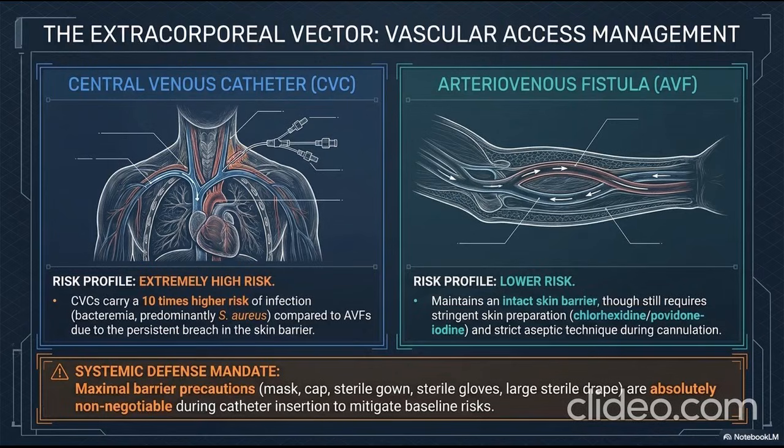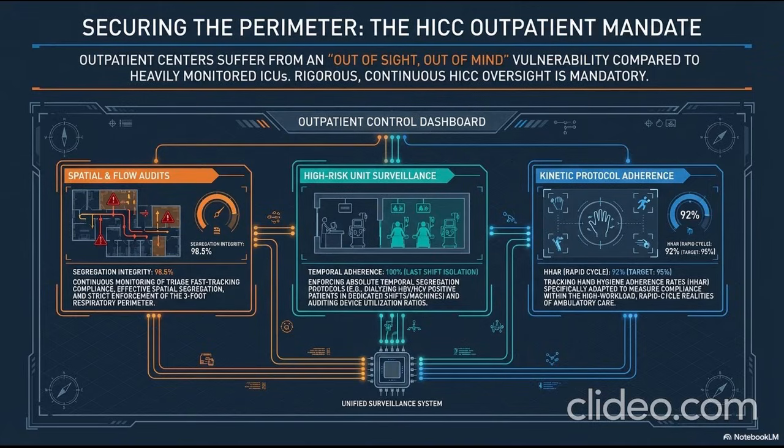Slide 10. The extracorporeal vector, vascular access. Vascular access management is our primary clinical intervention. Central venous catheters, CVCs, carry a 10 times higher risk of infection compared to arteriovenous fistulas, AVFs, due to the persistent breach in the skin barrier. For ID specialists, the mandate is clear. Maximal barrier precautions, including masks, caps, and large sterile drapes, are non-negotiable during catheter insertion.